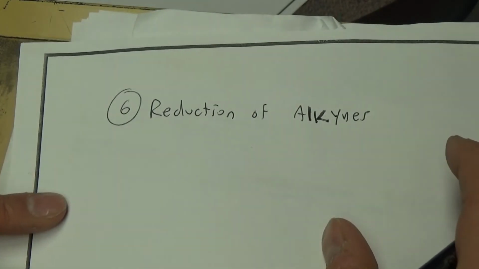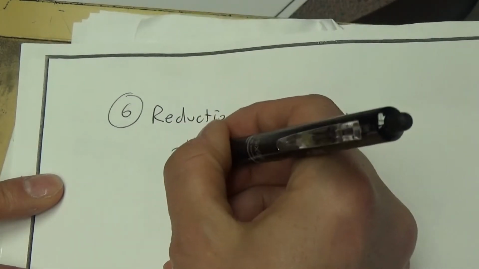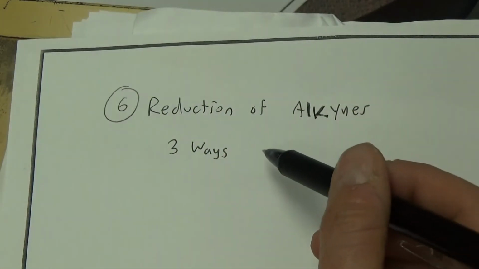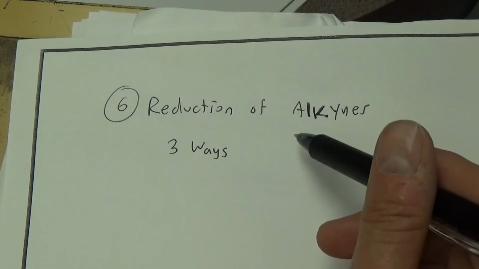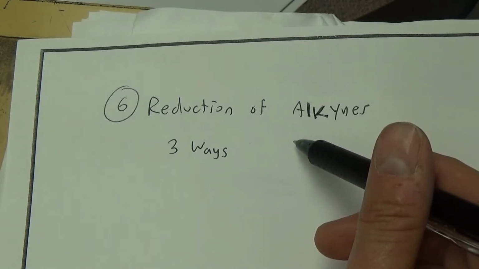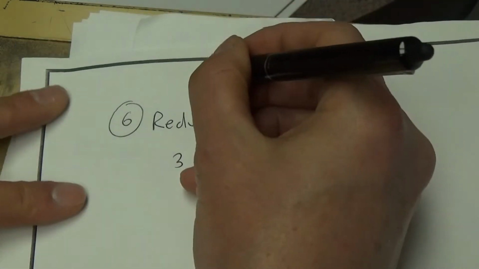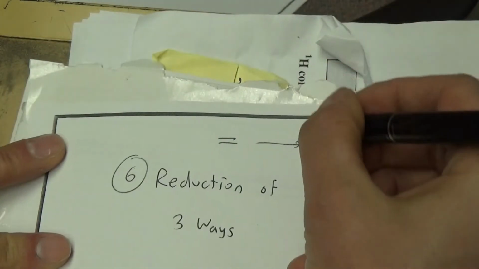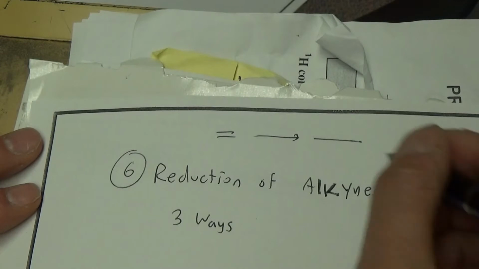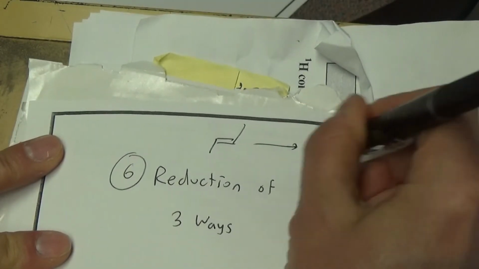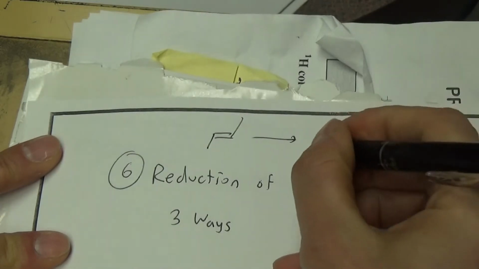Reduction of alkynes. There are going to be three ways to do this, and these are related to Chapter 12, reduction of alkenes. Remember reduction of alkenes? If you take an alkene and react it with something, let's do a 4-carbon alkene as an example, and I go to a 4-carbon alkane.